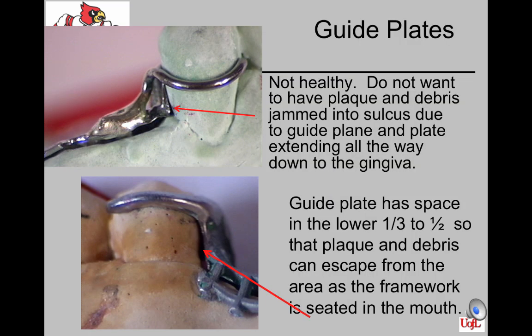The guide plate in the upper picture is not a healthy situation. You do not want to have plaque and debris jammed into the sulcus due to the guide plate extending all the way down to the gingiva. The lower one has a space in the lower 1/3 so that the plaque and debris can escape from the sides as the framework is seated in the mouth.